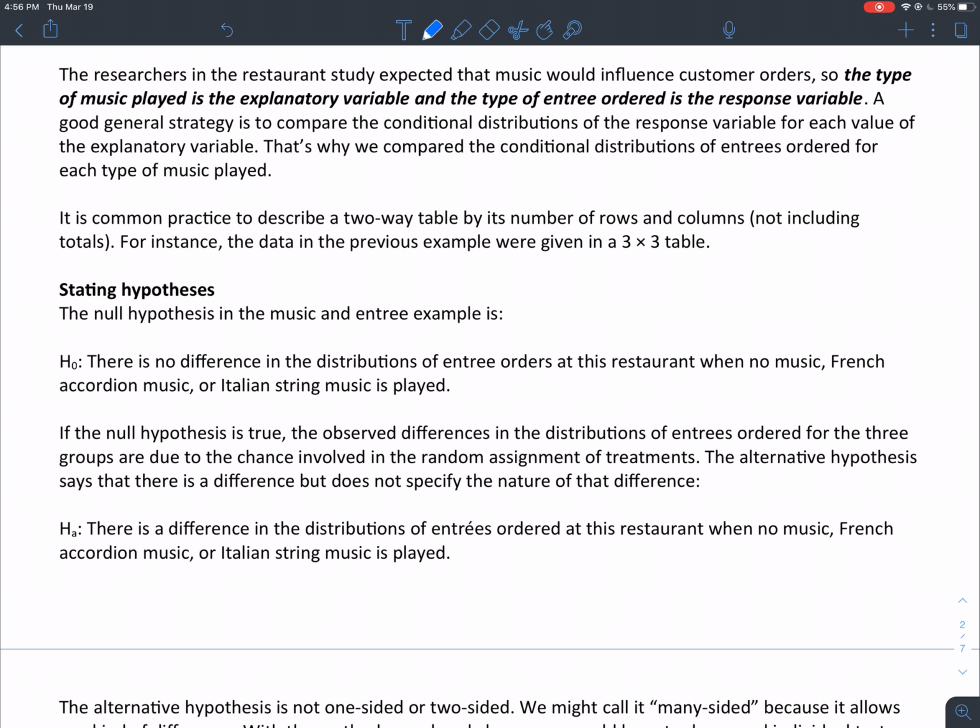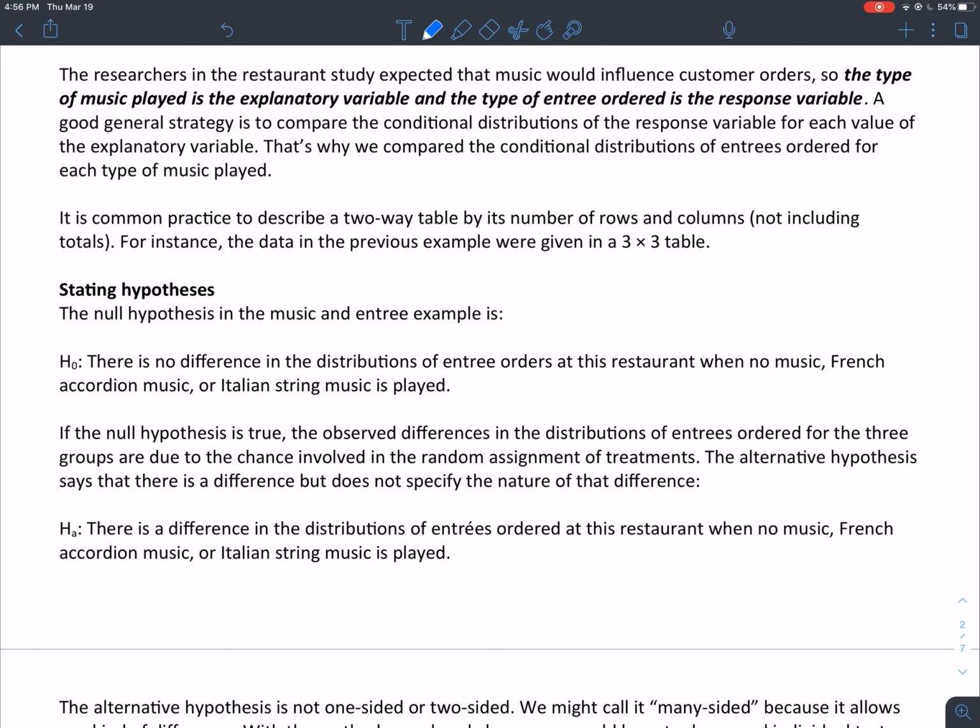let's look at this together here. It says the researchers in the restaurant study expected that music would influence customer orders. So their expectation is that the distributions of the categorical variable across all the treatments are not the same. That's actually what they want, to prove that the type of music you're playing makes people buy a particular entree more often. That's what they're hoping to show. Okay? But the null hypothesis would be that there is no difference, so that the music makes no difference, basically.